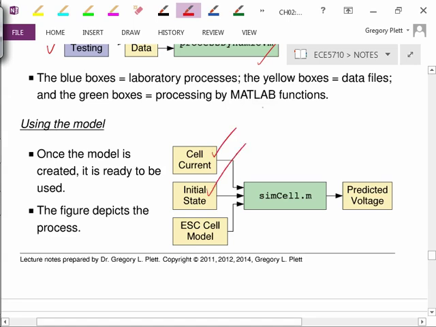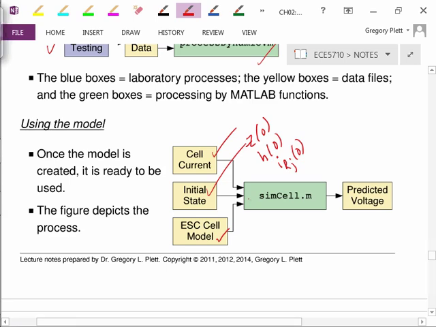I provide the initial state. What I mean is, what is Z at time 0? What is hysteresis at time 0? What are the IRJs at time 0, the currents through the resistors at time 0? Given all that, we also load in the enhanced self-correcting cell model parameters.